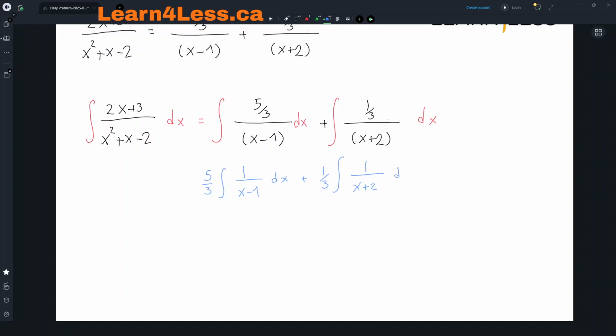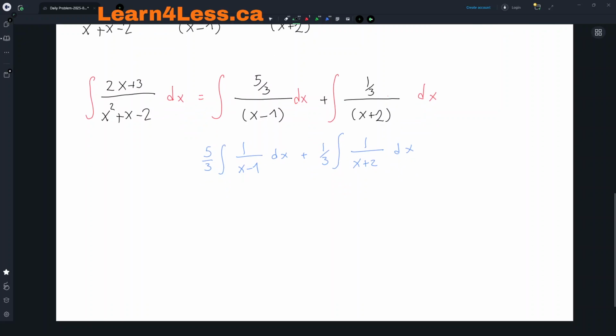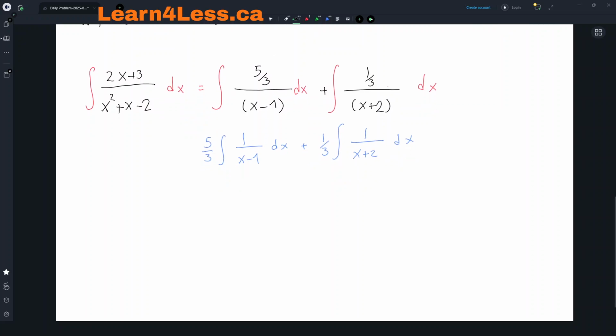And now, because these are simply linear functions, the power of x is just 1, the integral of them would be ln, natural logarithm. And if you want to do it properly, you can apply u substitution here. Let's call this part u and continue. And the same thing goes here. You call this part u and you continue, and you would get ln at the end.